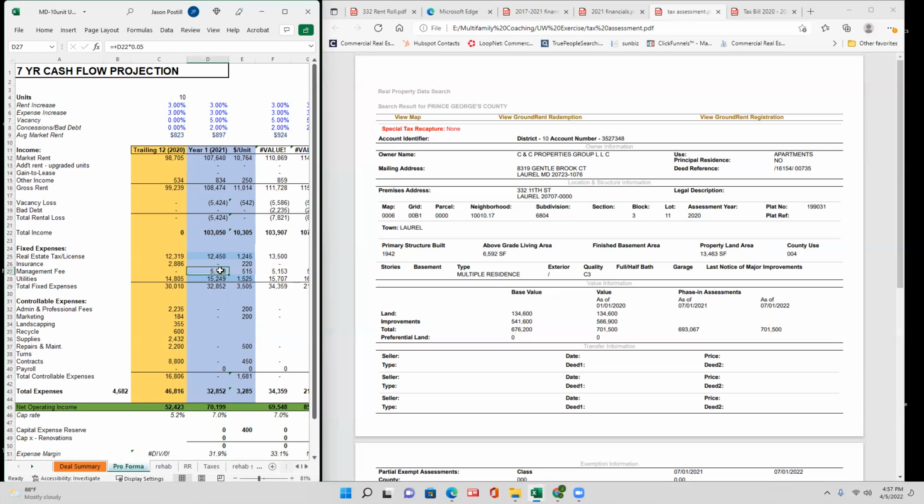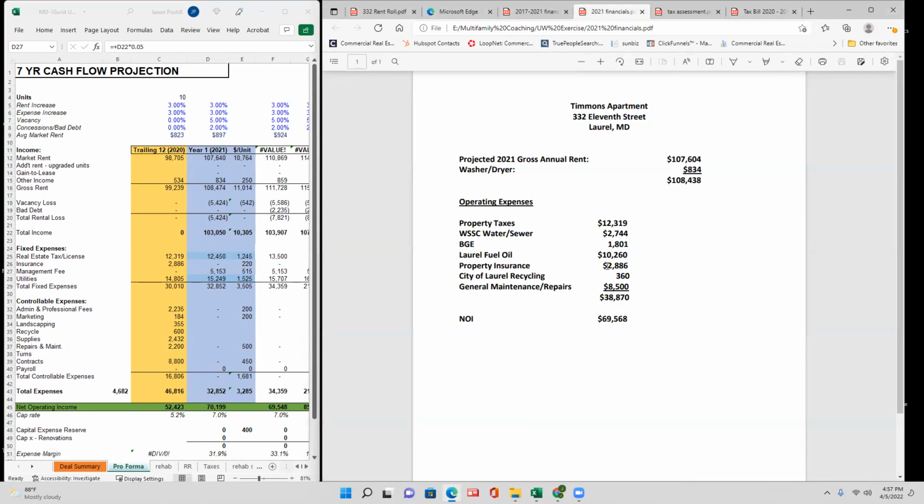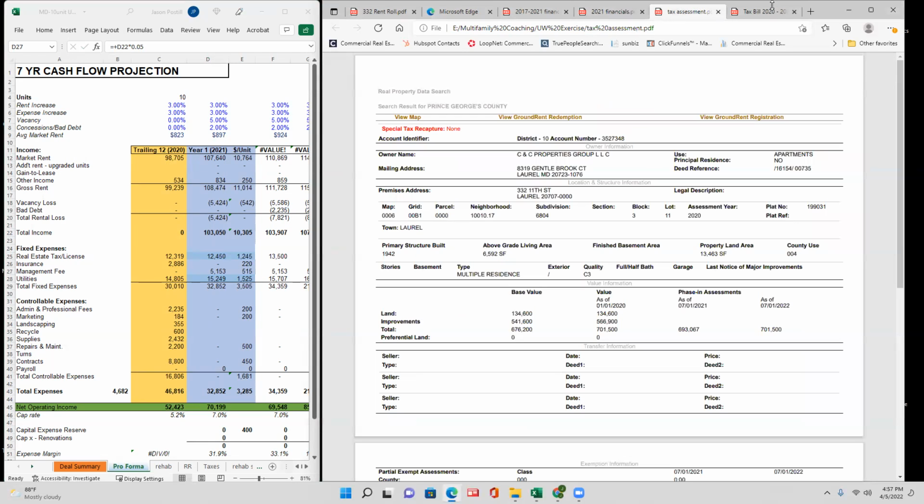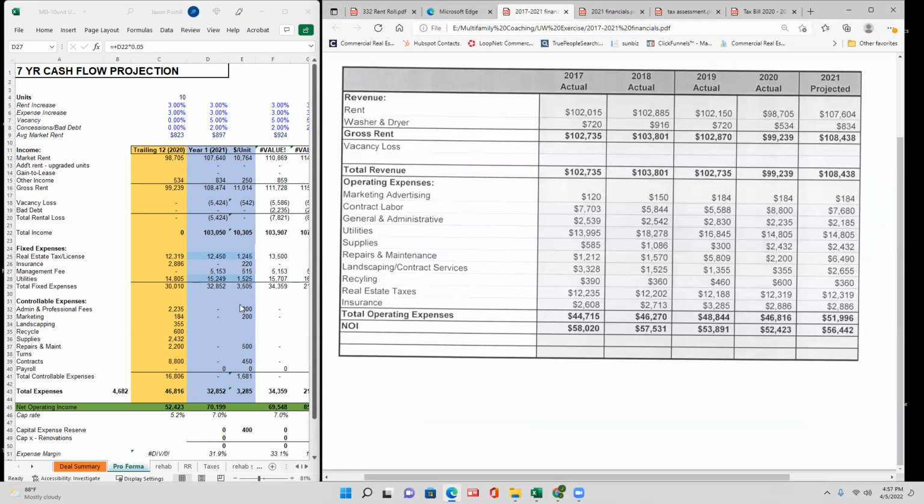Management fee, we do have a 5% management fee. All right, so what they failed to do over here is give us vacancies and management expenses. They gave us insurance, but some of these don't match up to what these are. So we're adding a 5% management fee, which if you look at the formula here, you can see what that is. The utilities are gonna be real estate taxes we made up. Utilities for projected are 14,805. They didn't change.